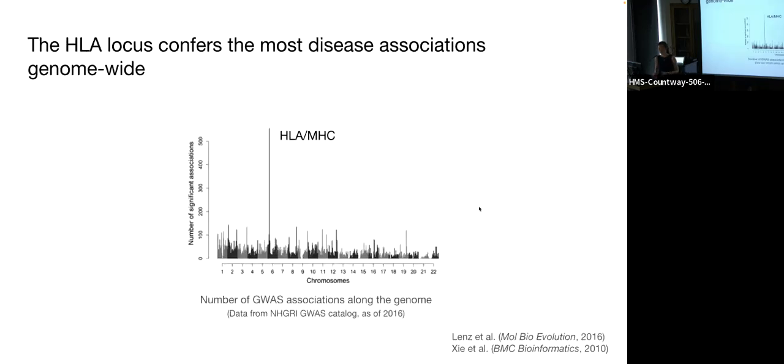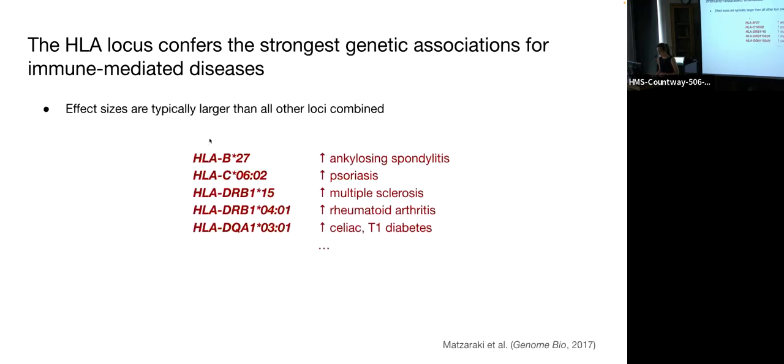And so across time, we've discovered that HLA has the most associations with diseases genome-wide. So investigators have done these genome-wide association studies, or GWAS, looking for associations between places along the genome and diseases or traits. And so you can see here on the x-axis, there are the different chromosomes, and the y-axis is the number of associations that have been found to different loci in the GWAS catalog. So you can see that there's just a really high number of associations to the HLA region.